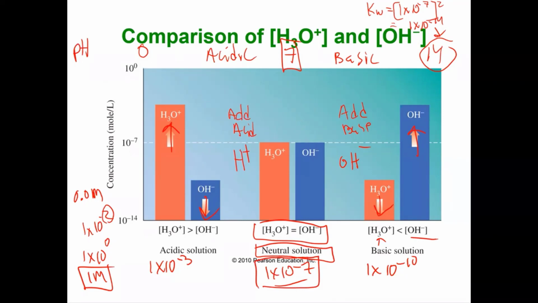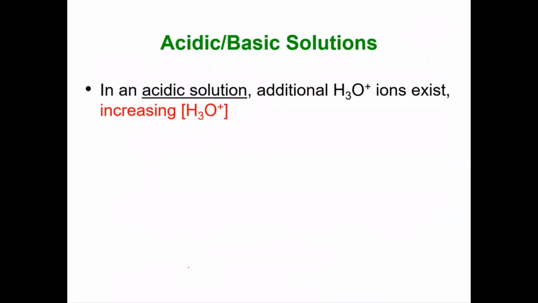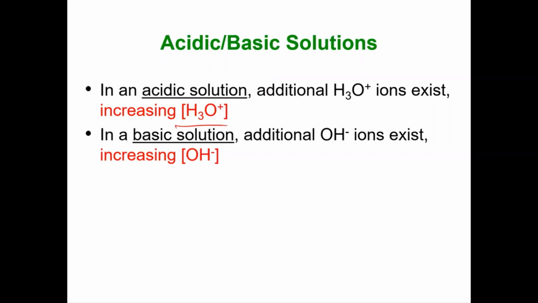Right? So if they're in equal amounts, it's neutral. If there's more hydronium, so like a pH of 3, that means it's acidic. If it's a pH of, wait, what's that number right there? 10. What does that make it? Basic. So we're looking at the exponent to figure out the pH. So in acidic solutions, we have more hydronium. In basic solutions, we have more hydroxide.